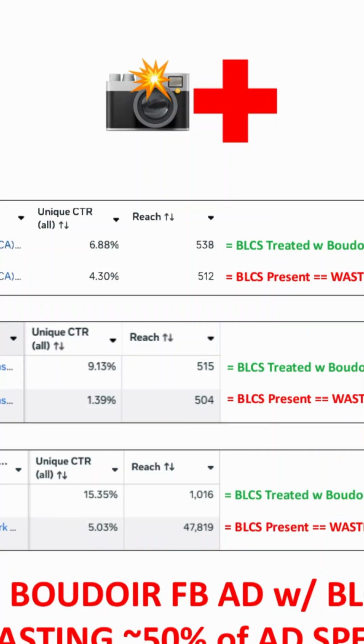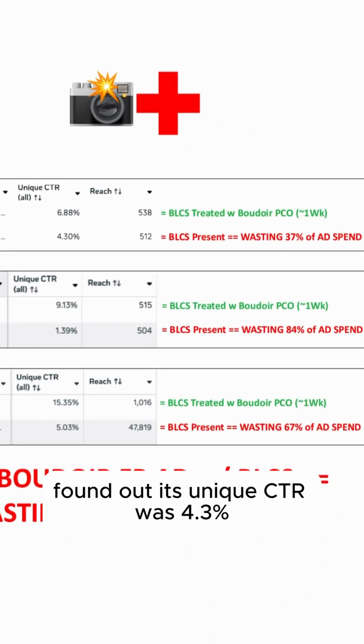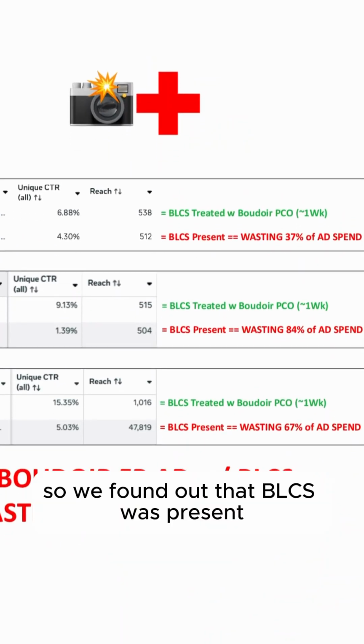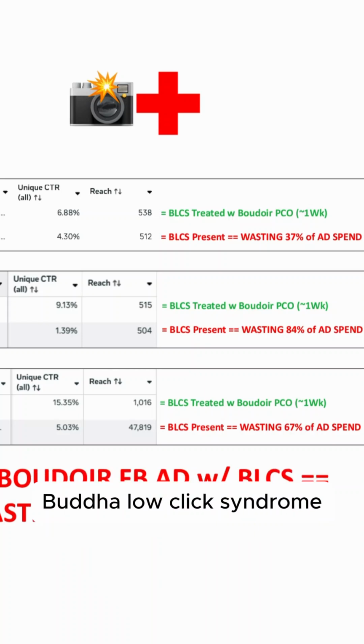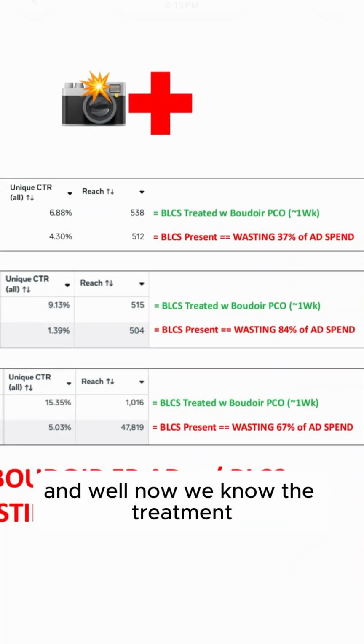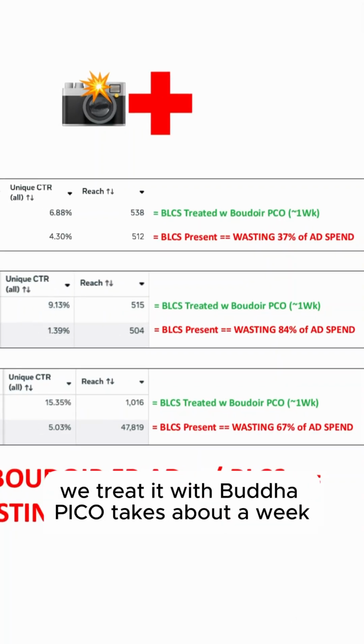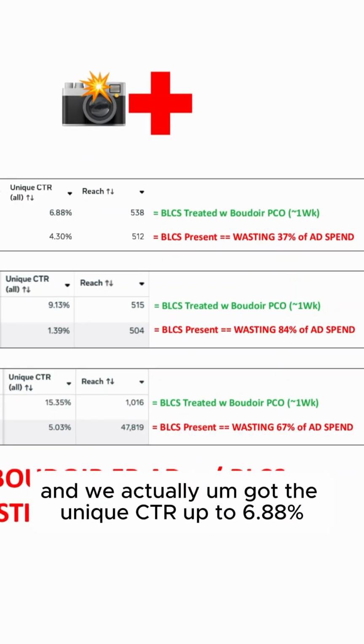All right, so in my residency, I went out there, found one boudoir Facebook ad, brought it to the hospital, tested it, found out its unique CTR was 4.3%. So we found out that BLCS was present. Unique CTR under 6% means BLCS, boudoir low click syndrome, is present. And well, now we know the treatment. We treat it with boudoir pico. It takes about a week. And we actually got the unique CTR up to 6.88%.